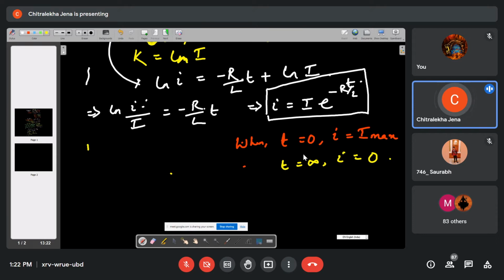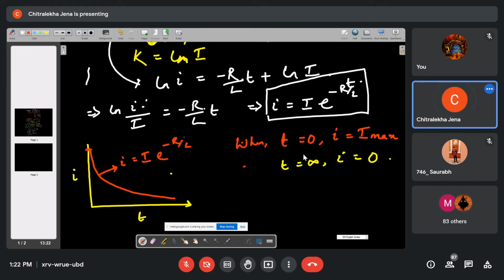So if we draw the graph between time and current, initially it is maximum, gradually it is going to how much? 0. In between, what is the equation? i is equal to capital I e to the power minus R by L into t. Understood all of you? Yes, ma'am.